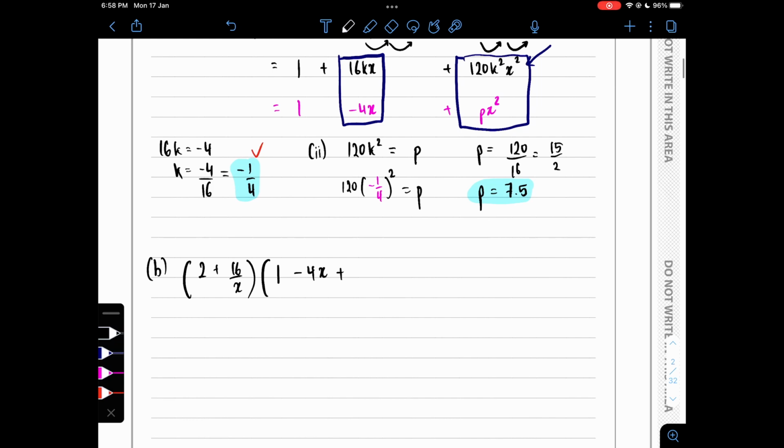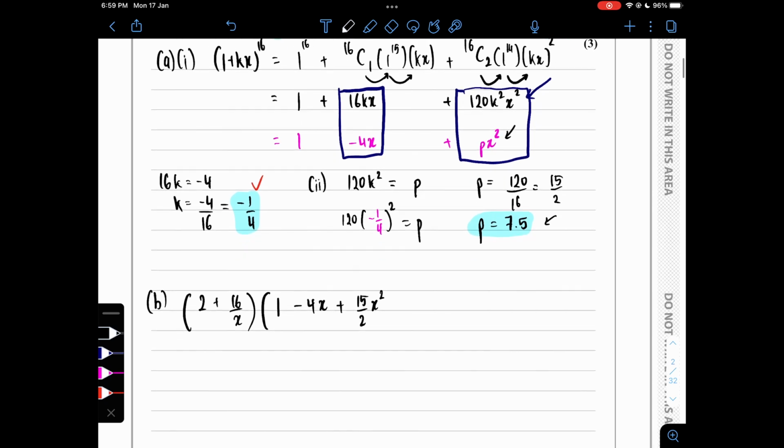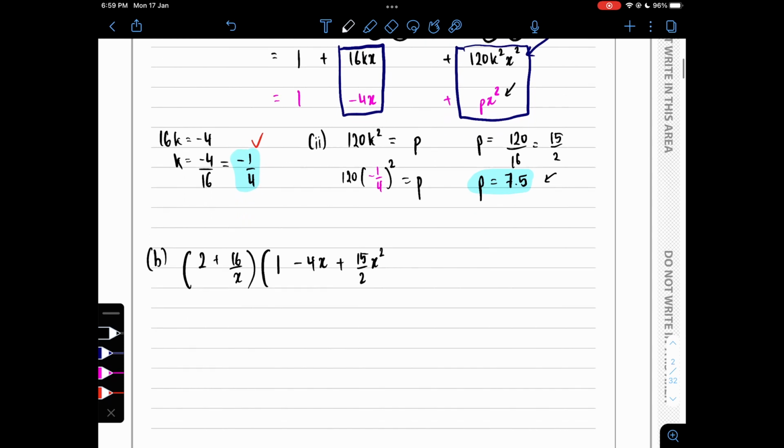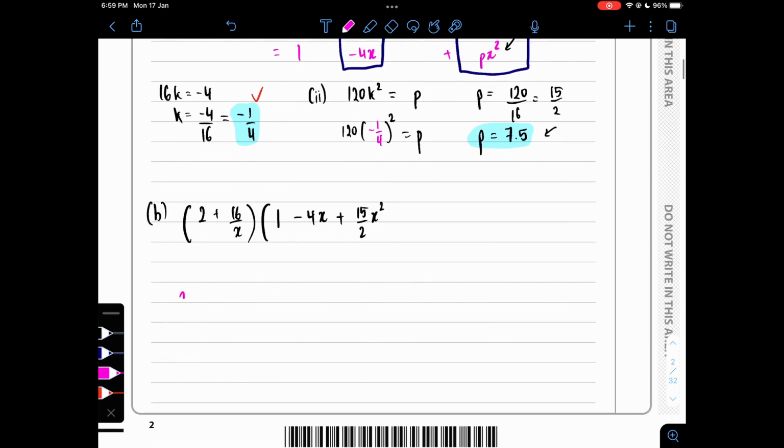Plus, now what's p? We know px squared is 7.5. So we can just write 15 over 2x squared. Now, do we know the x cubed? We don't. But we can figure it out, right? We can figure it out. So if we want to find out what the x cubed term is, what do we do?